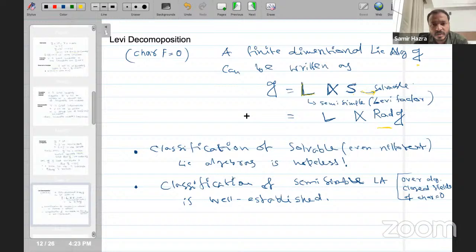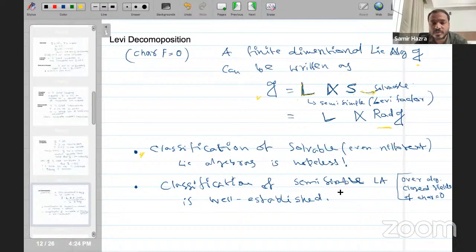There is no problem. Now, if we know semi-simple Lie algebras and solvable Lie algebras well, then to some extent we know G, the Lie algebra G. So G was any Lie algebra, and one would like to classify solvable and semi-simple ones. But the classification of solvable is actually hopeless. Even for nilpotent, the classification is impossible. But there is good news for semi-simple Lie algebras. The semi-simple Lie algebras, at least over an algebraically closed field of characteristic zero, have an elegant classification theory.